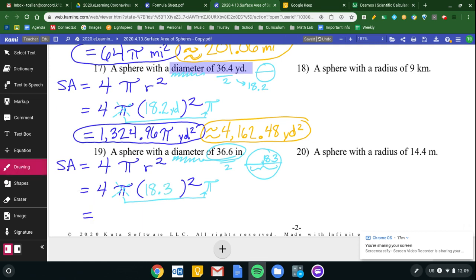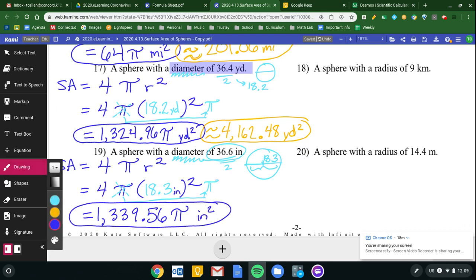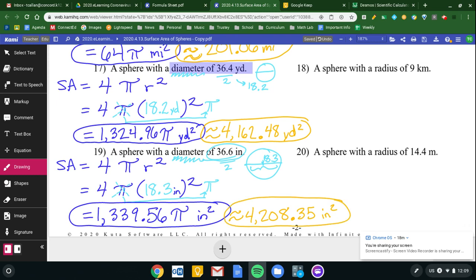So if we were to multiply 4 times 18 3/10 times another 18 3/10, we would get 1,339 5600 times pi, inches times inches, or square inches. That is the exact answer. We go ahead and approximate it. Multiply that by pi, and you get about 4,208 3500 square inches.